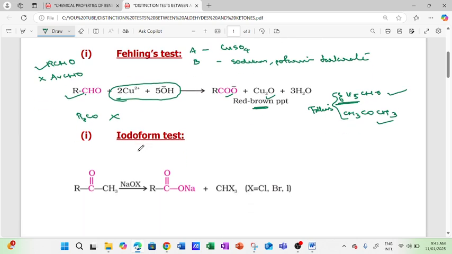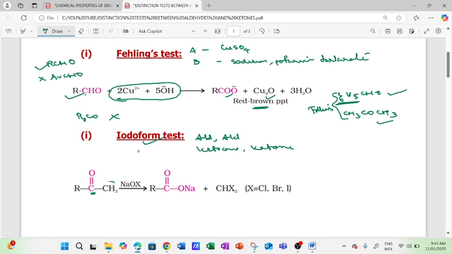Now, the iodoform test. The practical application of the iodoform test is to distinguish between two different aldehydes, or two ketones. If you are given two compounds, both aldehydes, or both ketones, then you always go for the iodoform test. If there is only one aldehyde and one ketone, then you always go for silver nitrate or the Tollens test. And in iodoform, the condition for showing this test is a C double bond O.